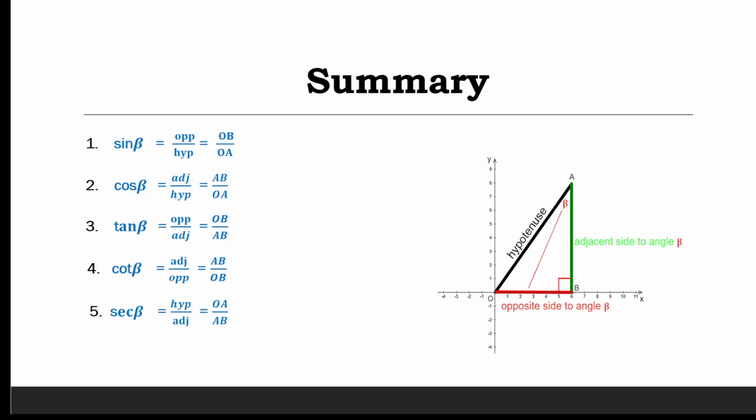The secant of beta equals the hypotenuse side divided by the adjacent side to angle beta, and that equates to OA over OB. And finally, cosec beta equals the hypotenuse side divided by the opposite side to angle beta, which equals OA over OB.